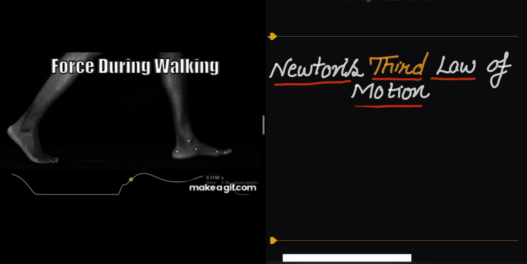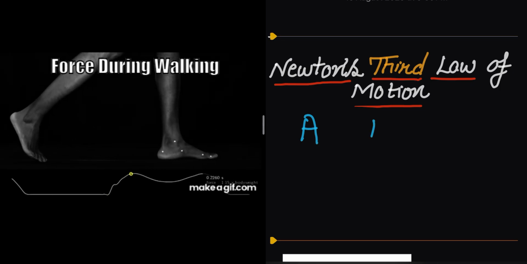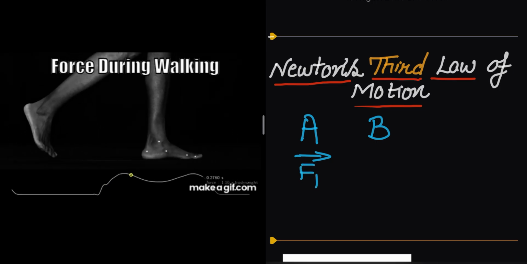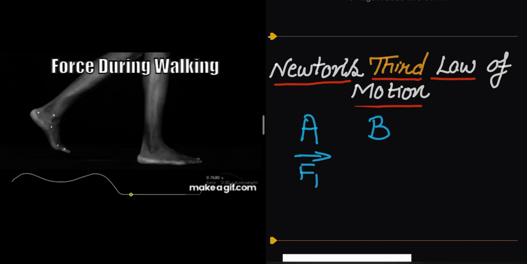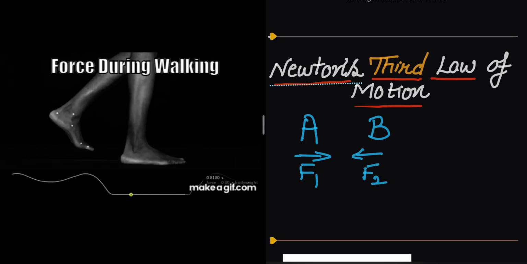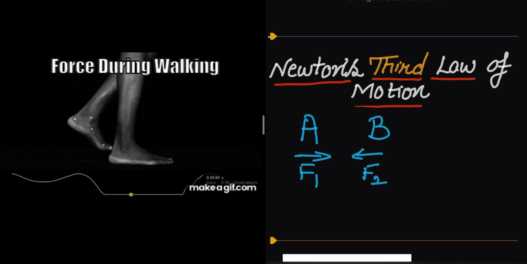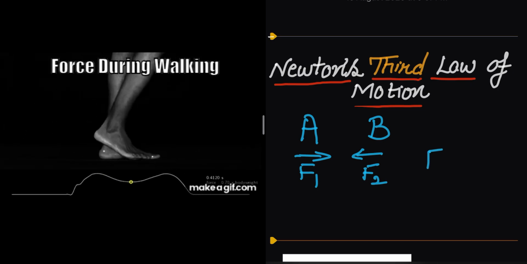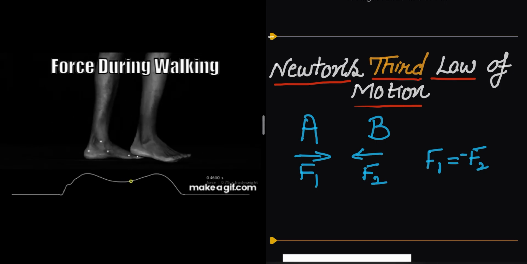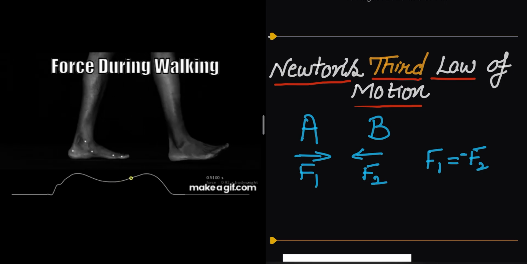Suppose we have an object A. That object applies a force on another object B. Suppose this force is F1. Then this object B will also apply a force on A, the same amount, F2, but in the opposite direction. This is nothing but action and reaction. They are always equal and opposite. So this means this F1 force will be equal to F2 force, but in the opposite direction. To every action there is an equal and opposite reaction.